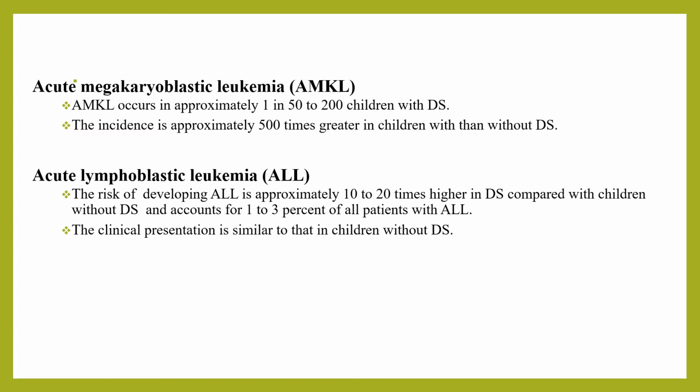The other is acute lymphoblastic leukemia. The risk of developing acute lymphoblastic leukemia is approximately 10 to 20 times higher in Down syndrome compared with children without Down syndrome, and it accounts for 1 to 3% of all patients with ALL. The clinical presentation is similar to children without Down syndrome.